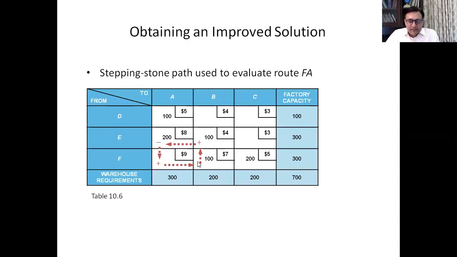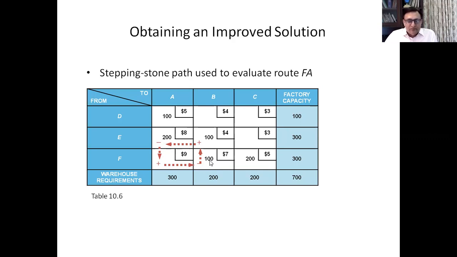So here, this is the path where improvement needs to be made. This is the unoccupied path. We start from here. Here is a plus sign, here is a minus sign, here is again a plus sign, here is a minus sign. So we will be finding the occupied cells with the minus sign. Here it is 100, here it is 200. So we will take the minimum.